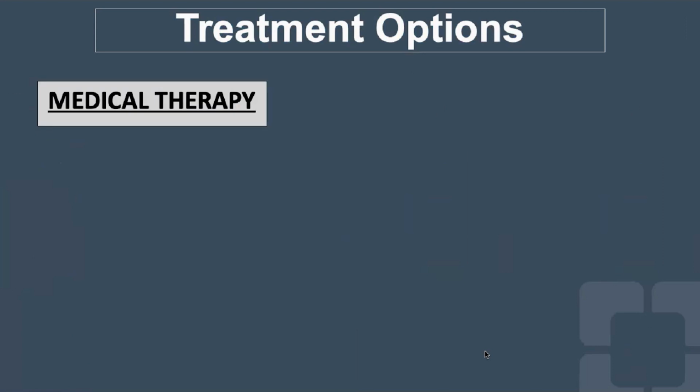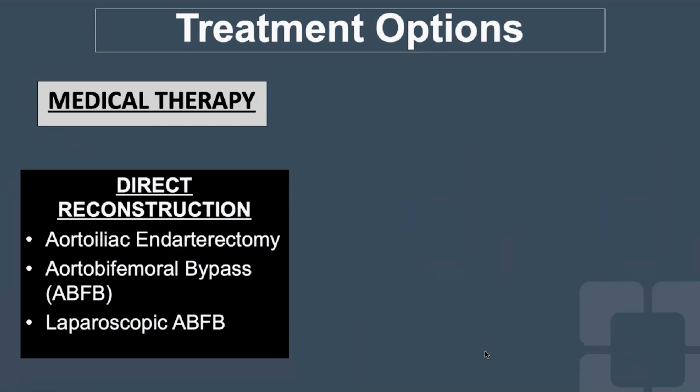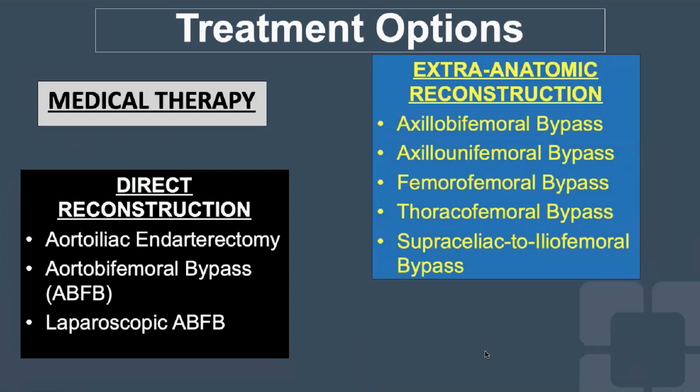Again, medical therapy. These patients should be risk adjusted, and their cardiovascular risk should be optimized. Direct reconstruction, we'll go through all of these, but aortoiliac endarterectomy, that's a direct opening and cleaning out. Aortobifemoral bypass, so aortobifem. There are some people that have reported a laparoscopic aortobifemoral bypass, but that is definitely not the mainstream, and you probably won't find many people, maybe even just a couple of people in the world who do that.